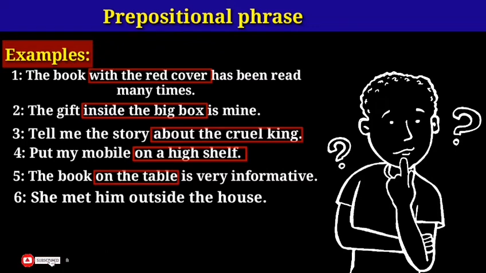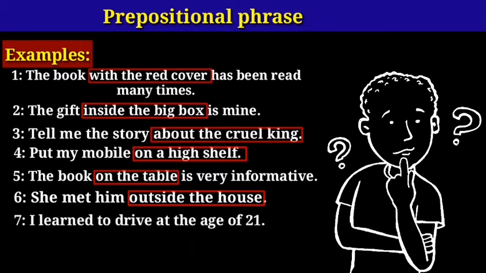She met him outside the house. In this sentence, outside the house is a prepositional phrase because we have said that a prepositional phrase will begin or start with a preposition. So does it start with a preposition? Yes. Here outside is a preposition. And along with that, we have said that a prepositional phrase will not consist of subject-verb combination. So does it? No, it doesn't. So that is why it is a prepositional phrase.